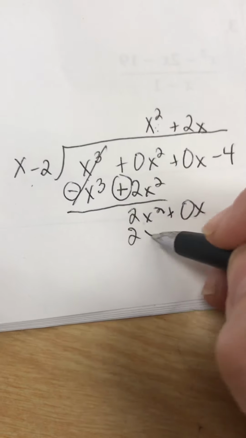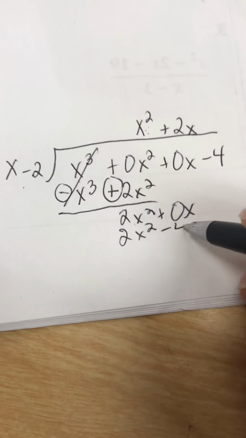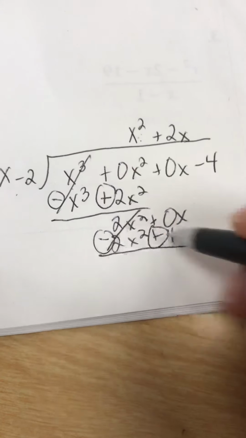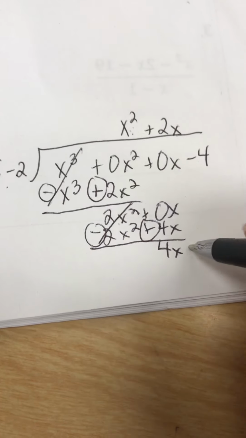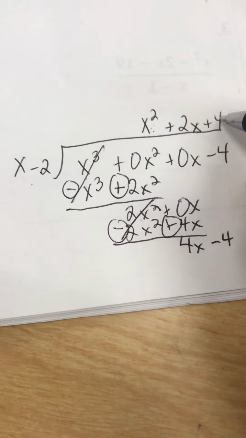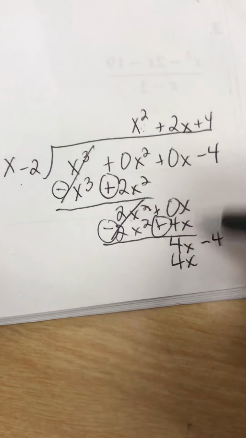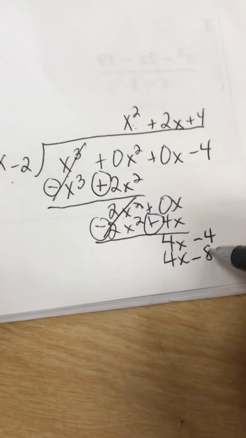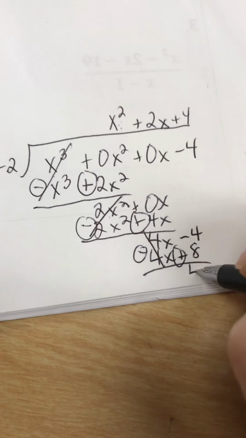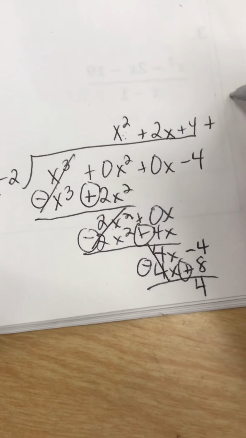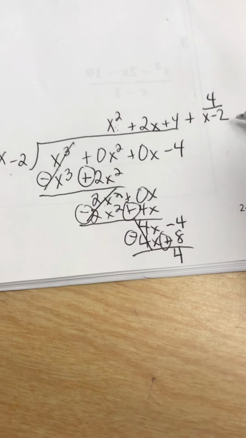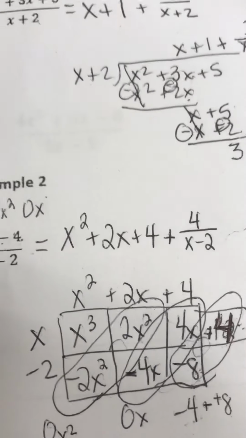2x times x is 2x squared. 2x times negative 2 is negative 4x. Change signs. This cancels. 4x comes down. Bring down the minus 4. x goes into this. Plus 4 times. 4 times x is 4x. 4 times negative 2 is a negative 8. Change signs. This cancels. This gives me a positive 4. The positive 4 is our 4 remaining over x minus 2. This gave us the same exact answer.